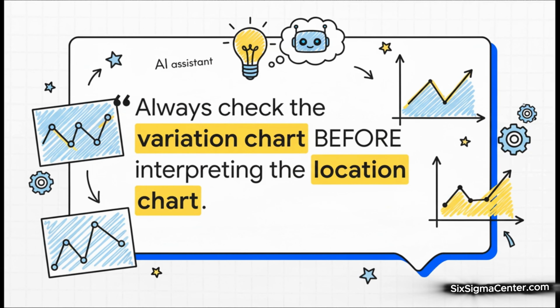Okay, lean in for this one. If you only remember one single thing from this, please make it this. You always interpret the variation chart, that's the moving range chart on the bottom, first. This is the absolute paramount rule of SPC.